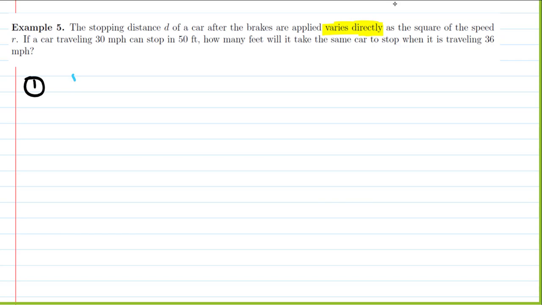So we have d, or stopping distance d, varies directly as the speed r with an extra modification as the square of. So we start with our stopping distance d is equal to k, because all variation problems always start out with equals k. And then we have direct variation, so that tells us we're going to multiply by the speed r. But it's not just the speed r, it's the square of the speed, so r has to have an exponent of 2.